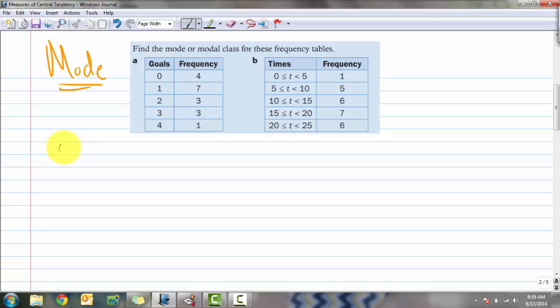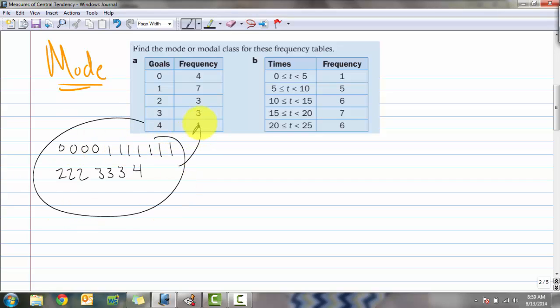So if we thought of this as a list, that's the list of data that went there. So what is the most frequent item? The mode for this data set is 1.